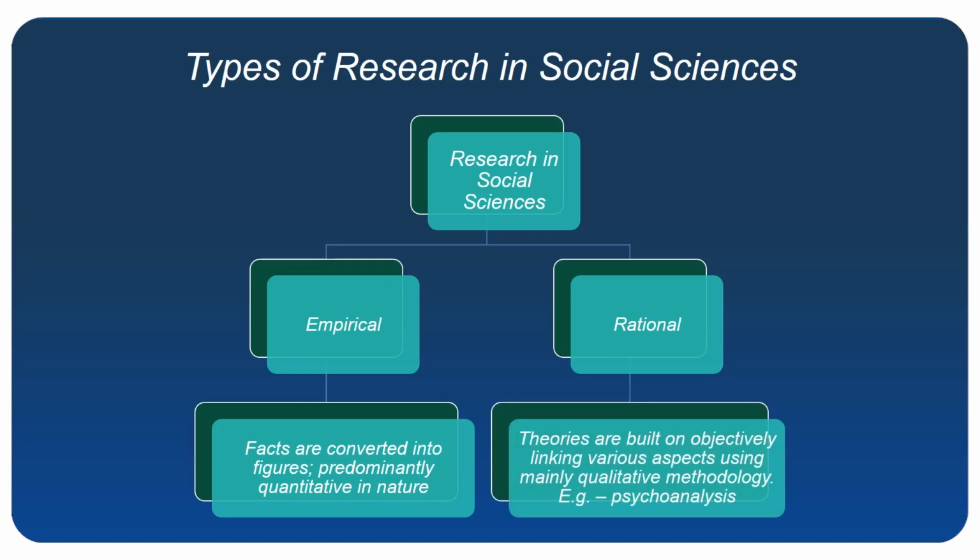Empirical type is based on facts which are converted into figures. Predominantly, the approach is quantitative, while rational approach is also followed in social sciences. Their theories are built on objectively linking various aspects using mainly qualitative methodology. I can very well give an example: psychoanalysis, especially Freud and others, did not seem to have followed empirical procedure. On the other hand, their approach was rational, yet it is acceptable.